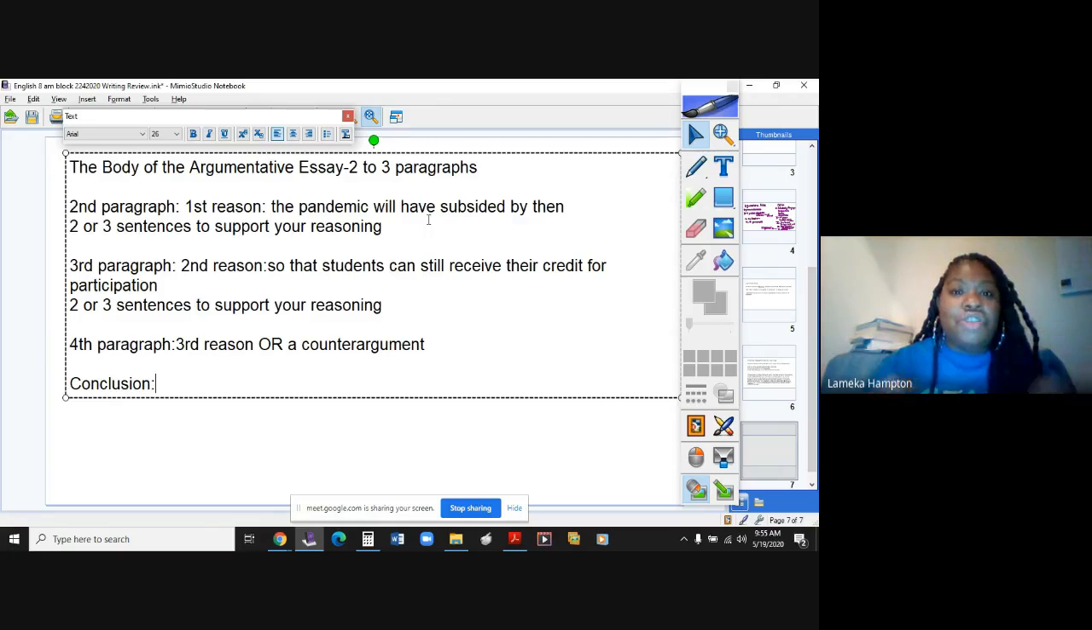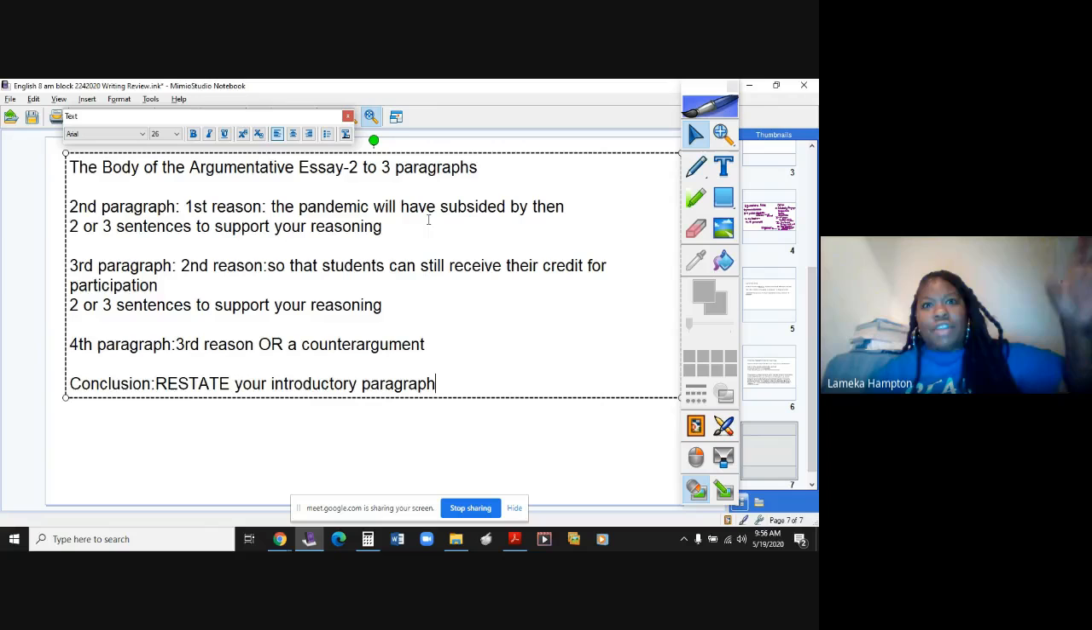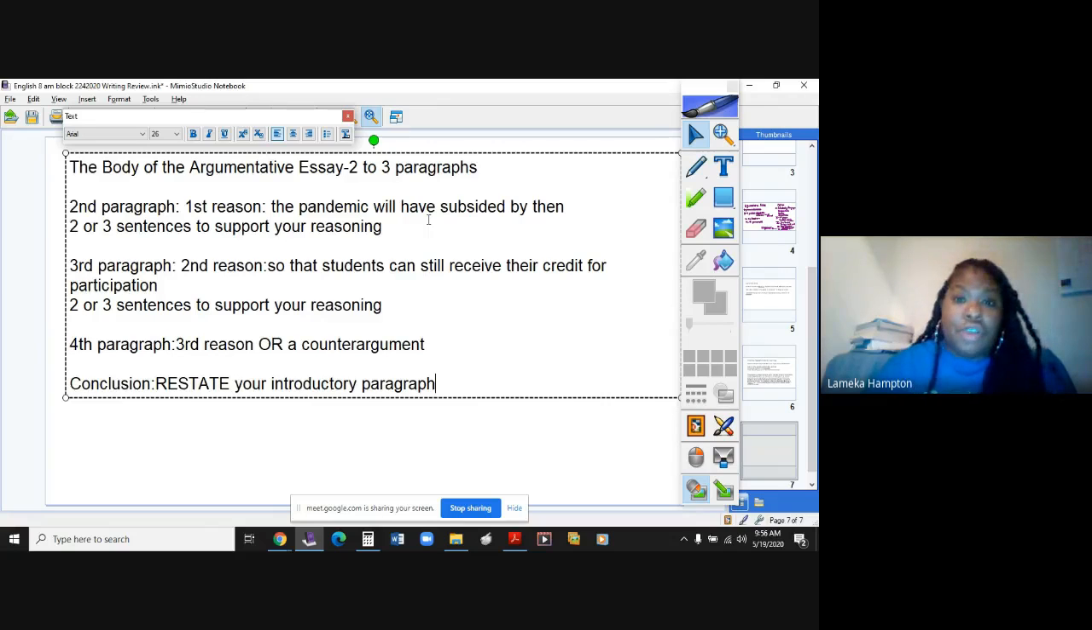Because in your conclusion, you are simply going to restate. Notice I didn't say rewrite. You're going to restate your introductory paragraph. I didn't say rewrite. So you're not going to just simply copy and paste the first paragraph. You're not going to do that. So please don't do that. Because I don't want that for you. So when I say restate, that simply means you're going to summarize.